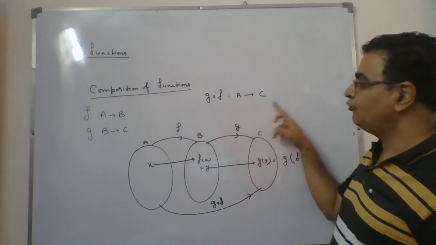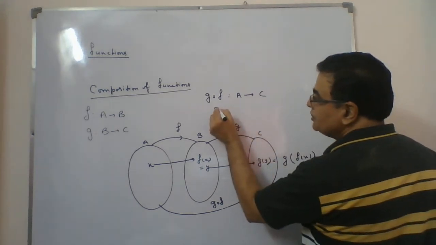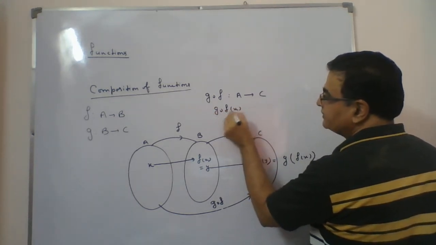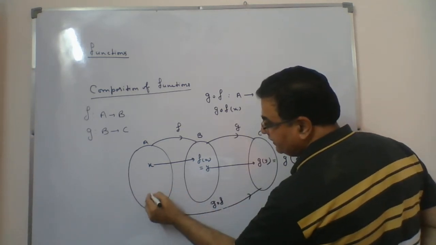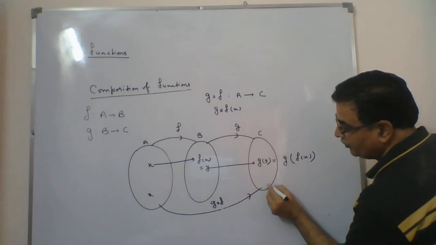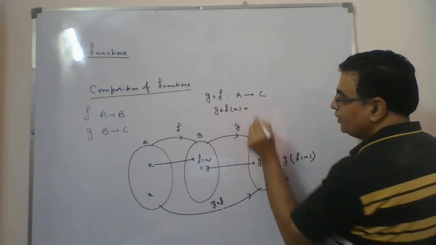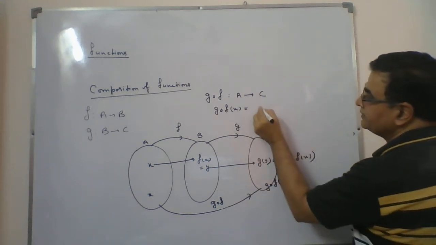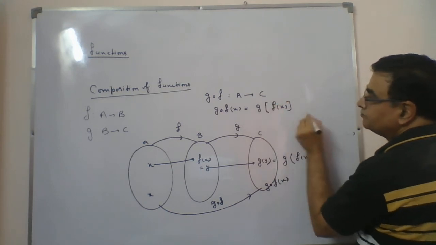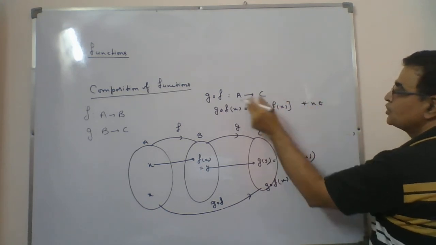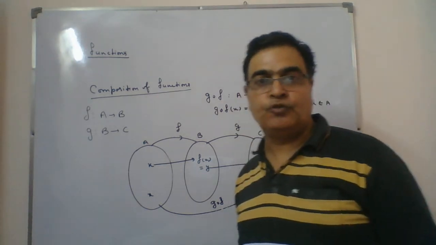So g o f is going from A to C. This is the function we have. And keep in mind, as this function is g o f, it is x here, and its image will be here, which we call (g o f)(x). And this is equal to what? This result is the same as g(f(x)), for all x belonging to A. This is called composition of functions.